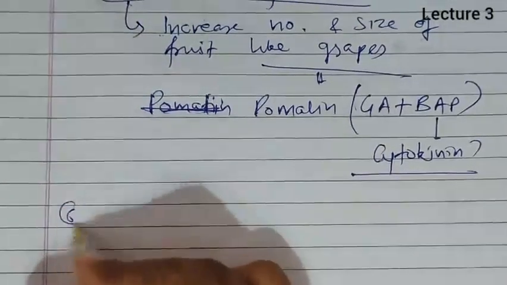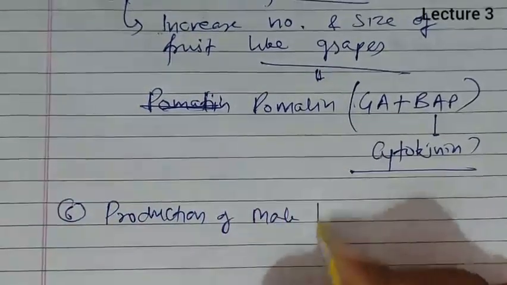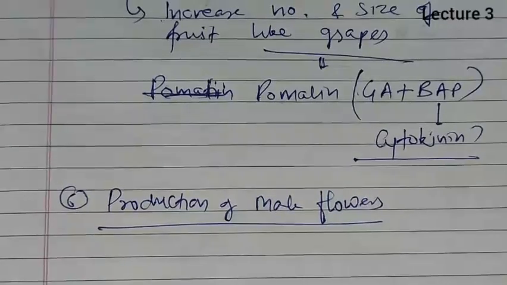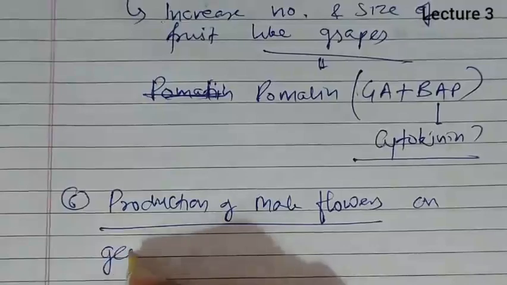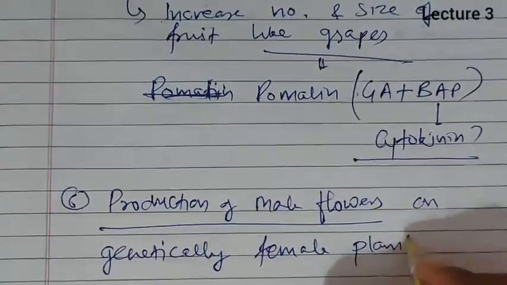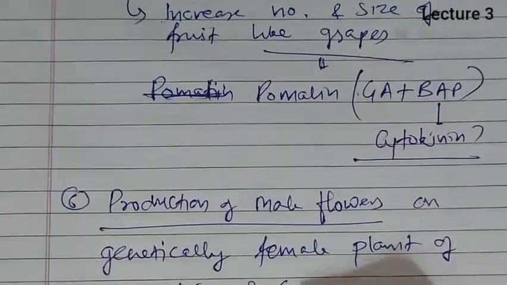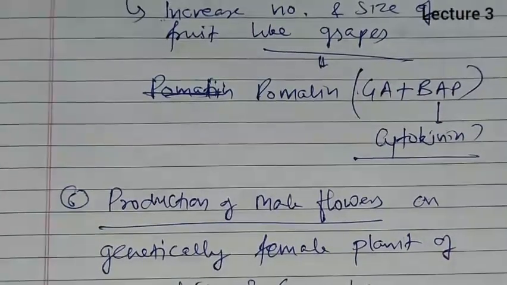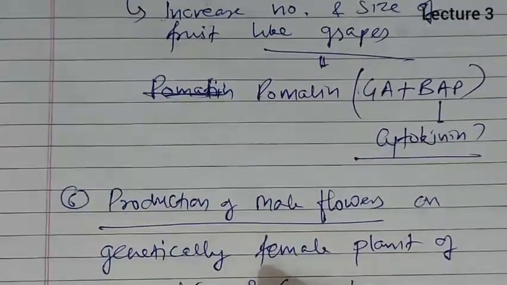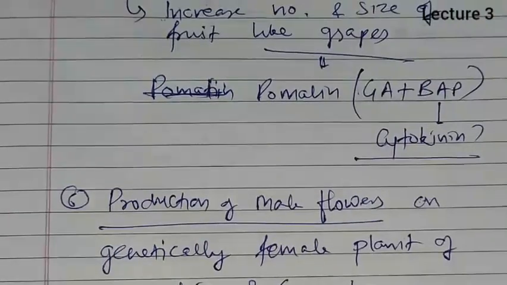Next, it promotes production of male flowers. Gibberellin is known to induce production of male flowers on genetically female plants of cannabis and cucumber. So it is responsible for maleness. It also promotes flowering in long day plants.